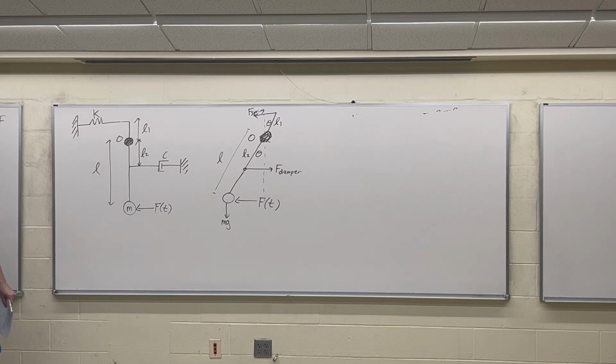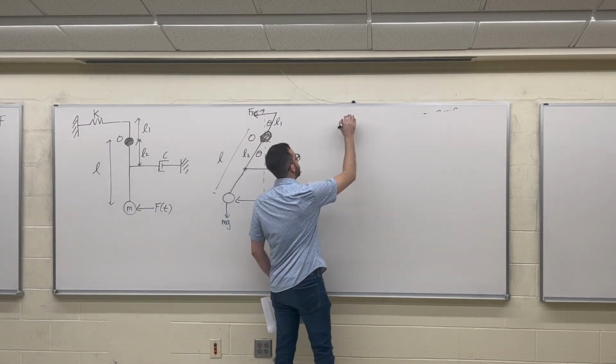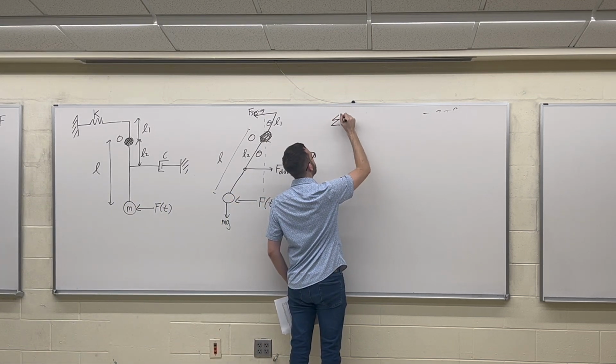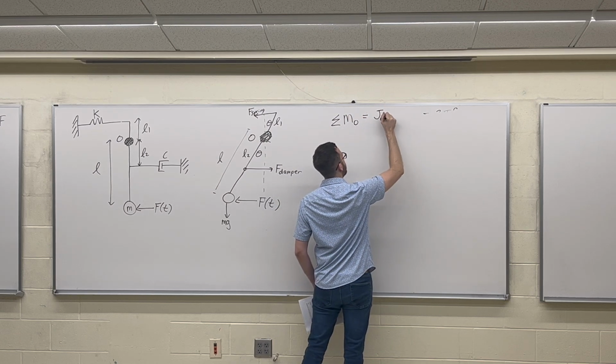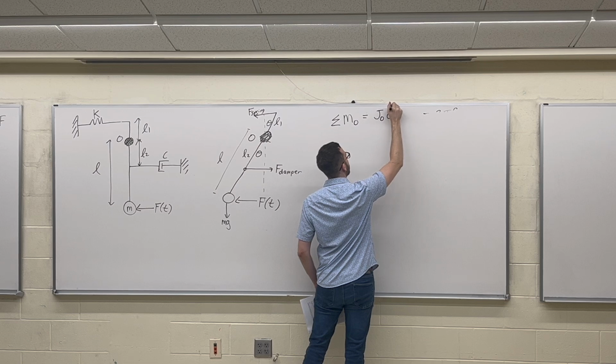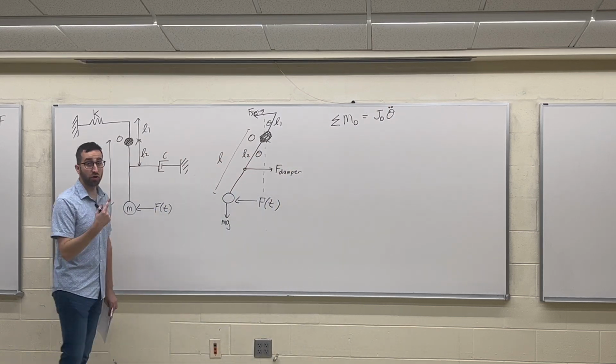So we have to go ahead and find all of these moment contributions. So we're going to sum the moments. Let's sum the moments about point O. And our equation says that's equal to J about point O times theta double dot. So we have to sum all the moments.